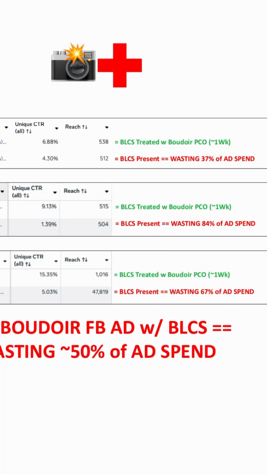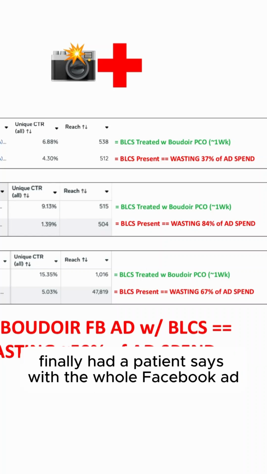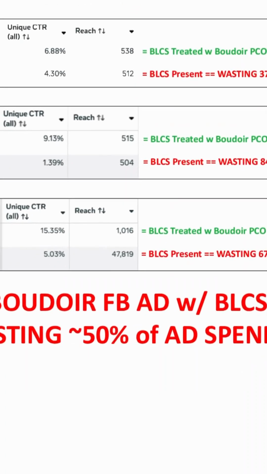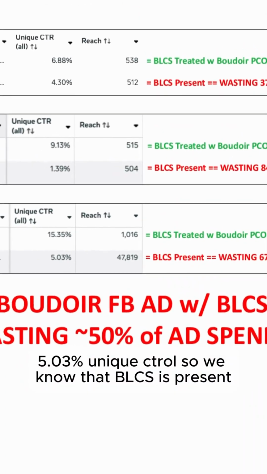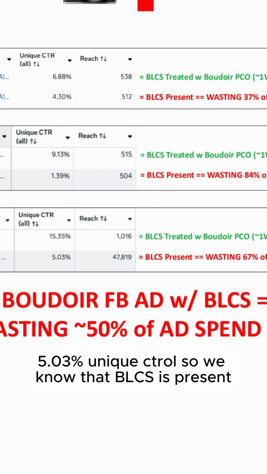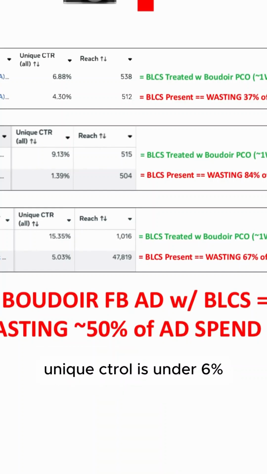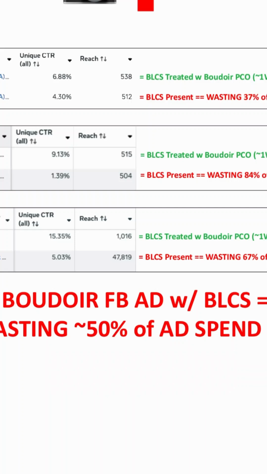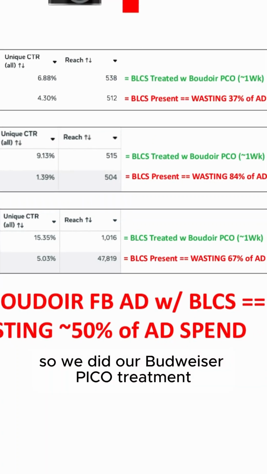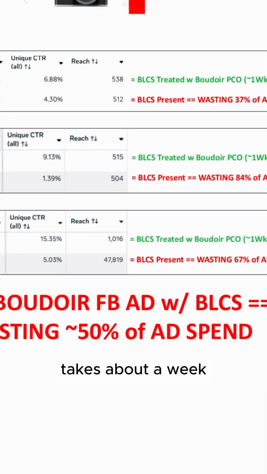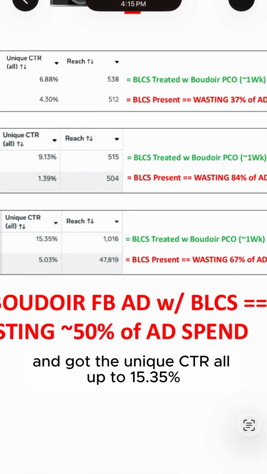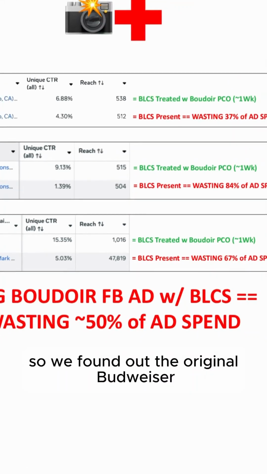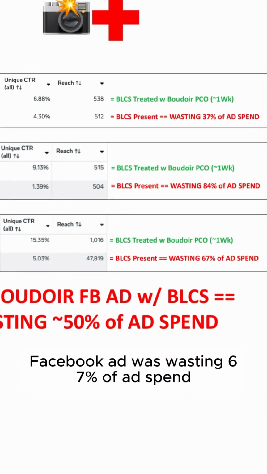Finally, had a patient, says Boudoir Facebook ad, 5.03% unique CTR. So we know that BLCS is present. Unique CTR is under 6%. So I duplicated, did a lot of work with this one. So we did our Boudoir Pico treatment, takes about a week, and got the unique CTR all up to 15.35%. So we found out the original Boudoir Facebook ad was wasting 67% of ad spend.